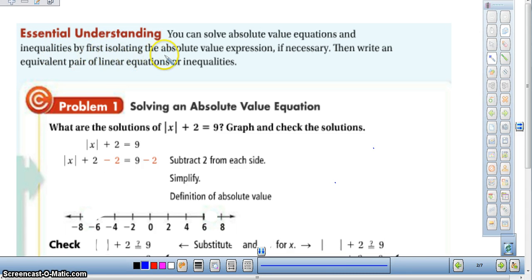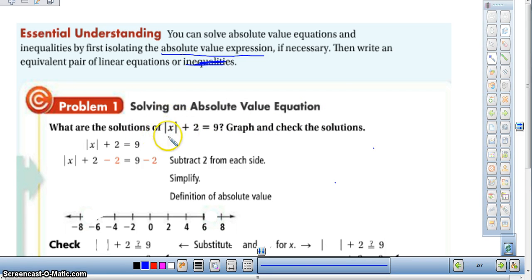First thing we have to do is isolate our absolute value. What does it mean, isolate? That means the absolute value needs to be totally by itself. Then write the equivalent pair of linear equations. Now, we're not going to talk about the inequalities at this point, but the equations. So how do you solve an absolute value equation?